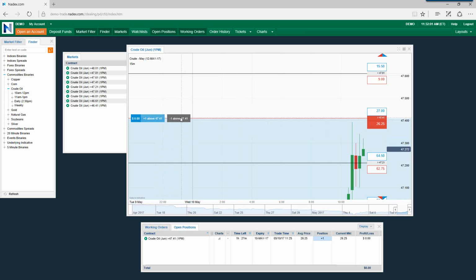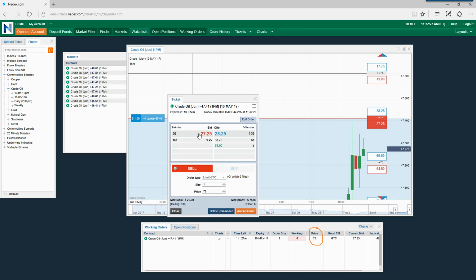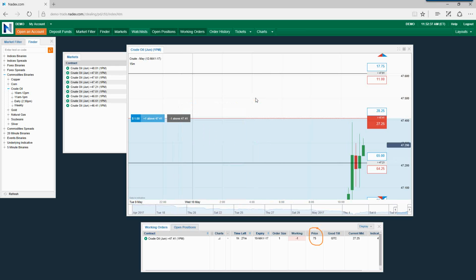Now, let's say for some reason I wanted to exit this. Some of you were asking me about that. Now, look under the working orders. You see I have a price at 75. Does everybody see that? This is the current price, 75. Now, if I wanted to exit, let's say I didn't like the way this bar was forming. If I just click here and then highlight 27, do you see how it changes that? That's how you could exit early, okay?